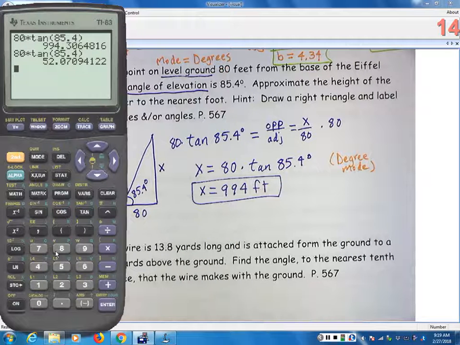And so we drew a right triangle. We labeled all the given sides and/or angles.